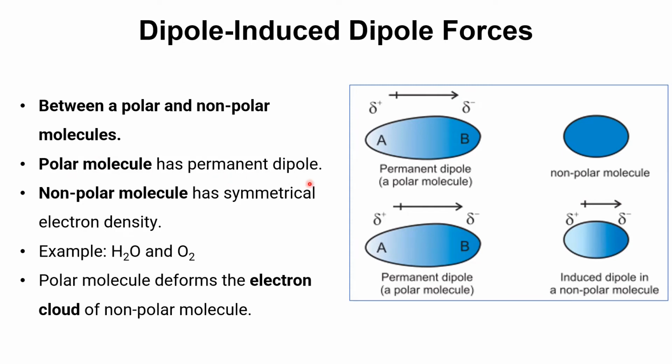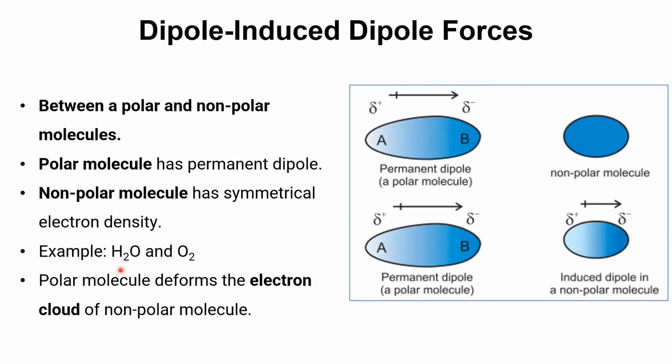A polar molecule has a permanent dipole, and a non-polar molecule has symmetrical electron density. So when a molecule which has a permanent dipole, with a delta positive and a delta negative charge, comes in contact with a non-polar molecule, it induces a dipole in that molecule. Due to the presence of this delta negative charge, a delta positive charge will be induced on this side of the molecule, and a delta negative charge will be induced on the other part of the molecule. That is why these forces are called dipole-induced dipole forces. The polar molecule deforms the electron cloud of the non-polar molecule.